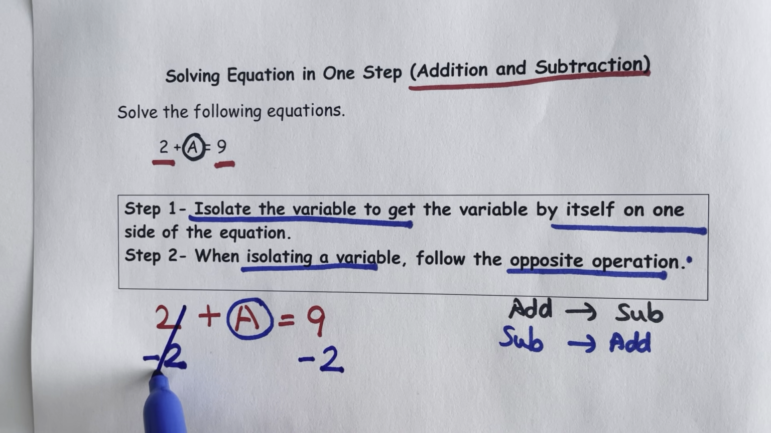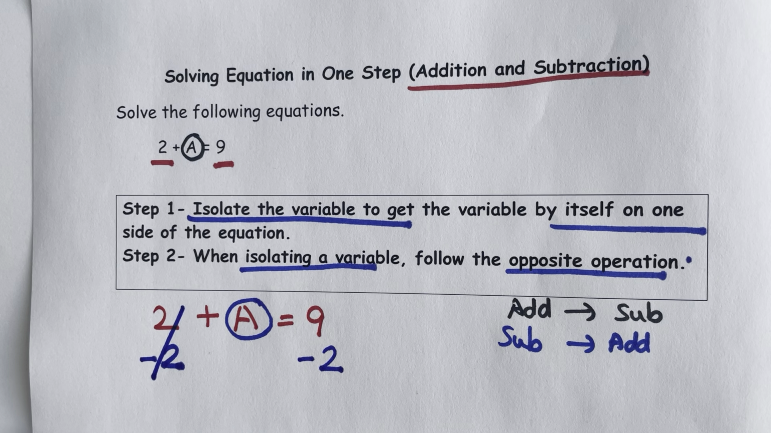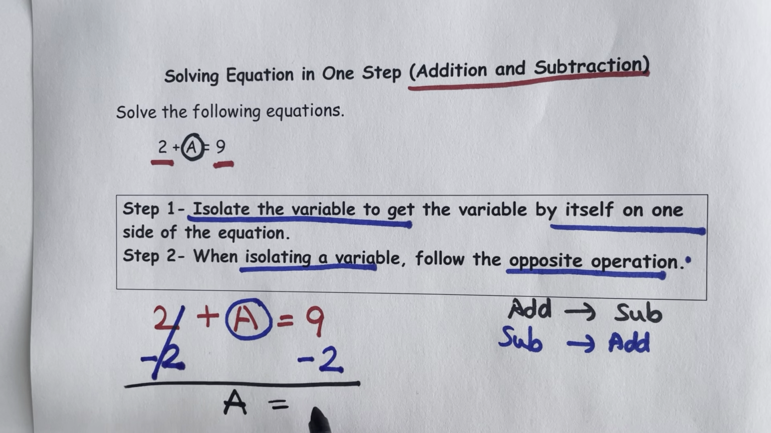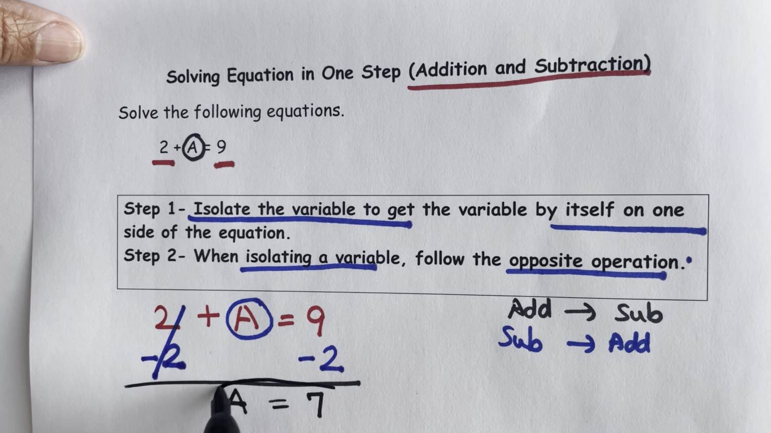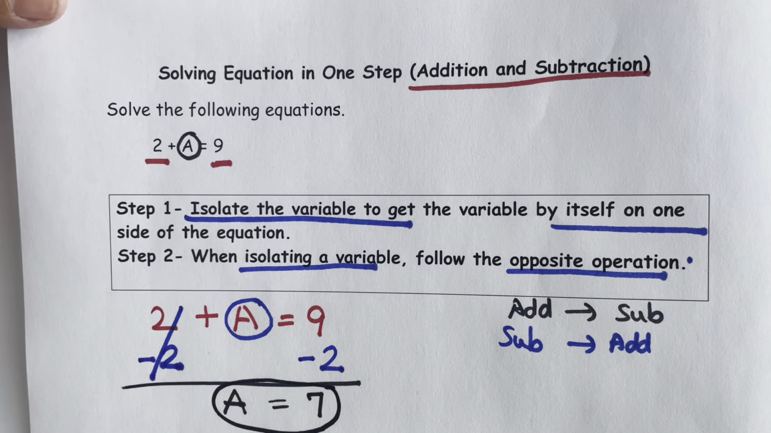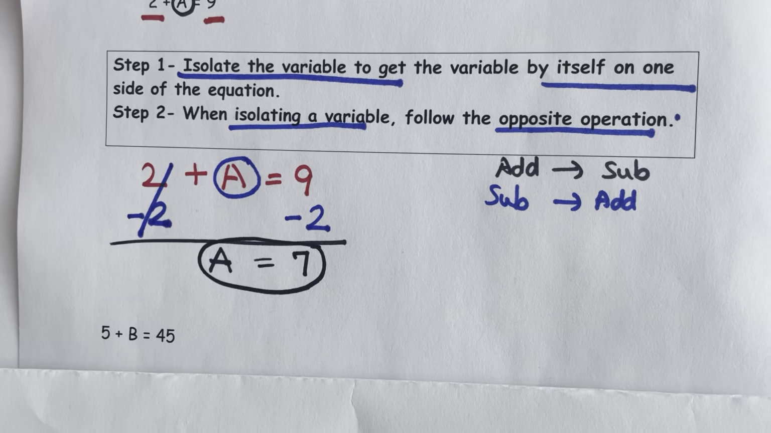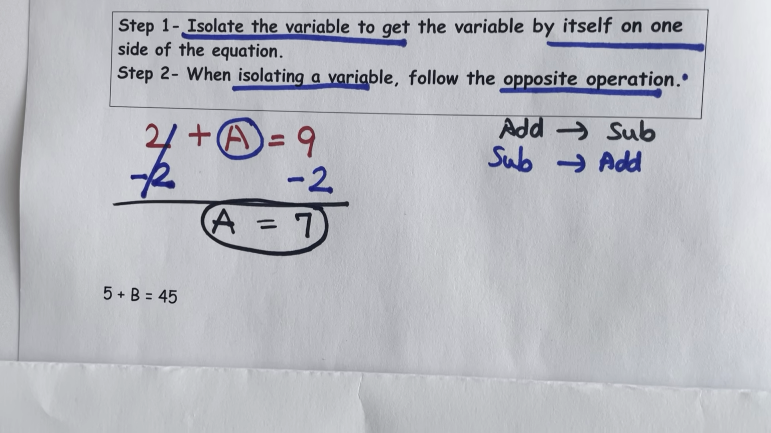Now this cancels out, and what I have left on the left side of the equation is just a, as we wanted. And what is 9 minus 2 on the right side of the equation, which is 7. So the answer to this equation is a is 7, as we wanted, just the variable by itself, and we used the opposite operation. Now let's look at another equation.